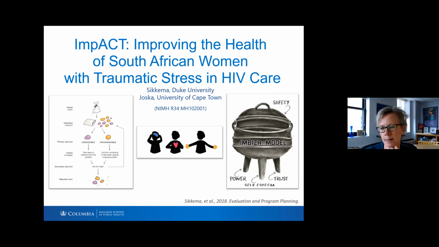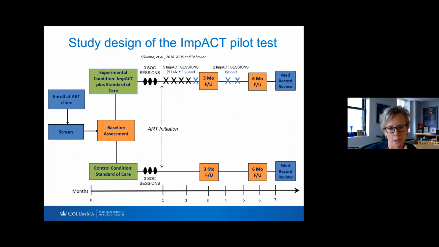And then this is a key component from cognitive processing therapy: power, self-esteem, trust, and safety, represented by the Mbisa pot, the Mbisa model, which is a community cooking pot that we use because it's very well known that it's a three-legged pot, and if you don't have one of those three legs, it won't stand up. So it's very symbolic, interactive, but really based on theoretical foundations.